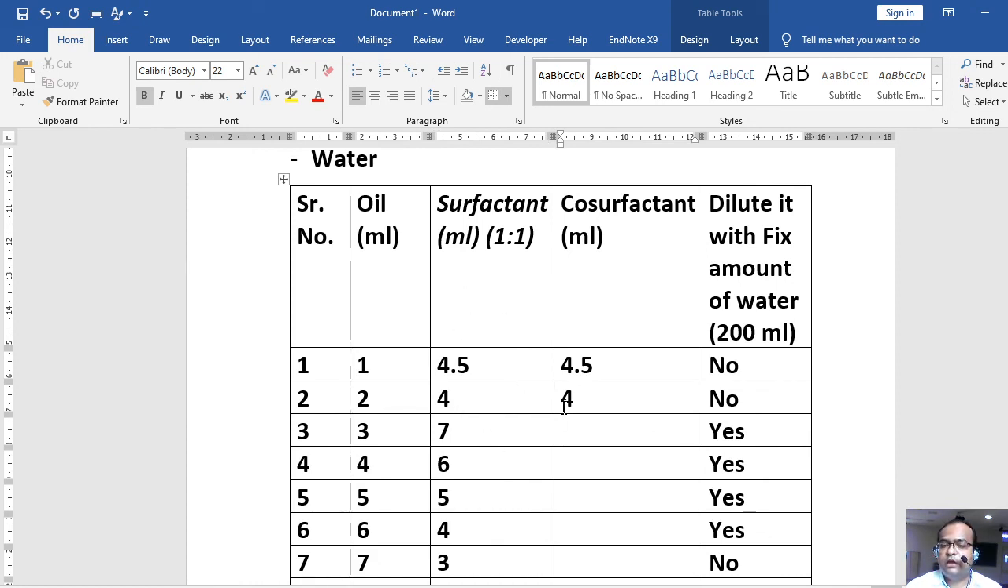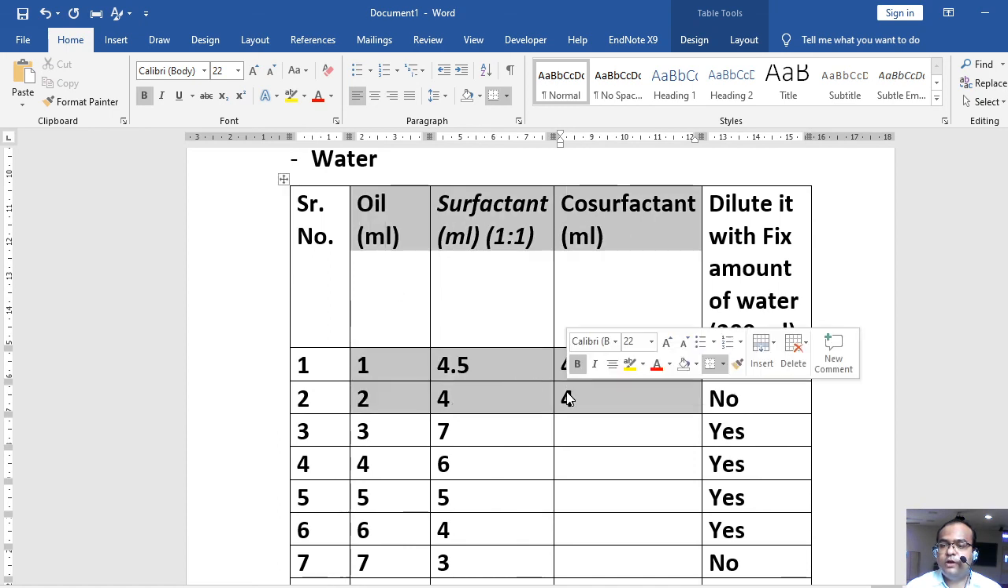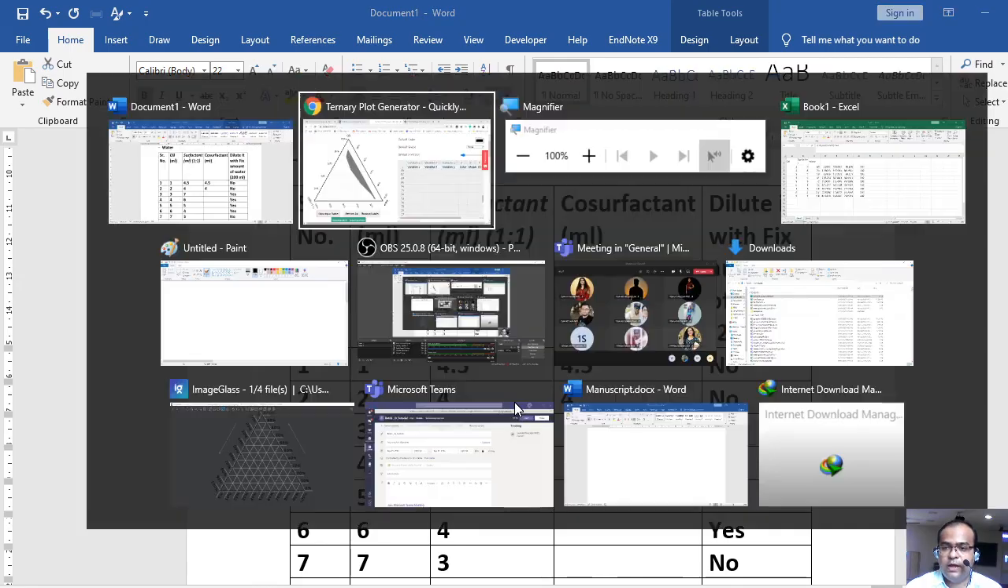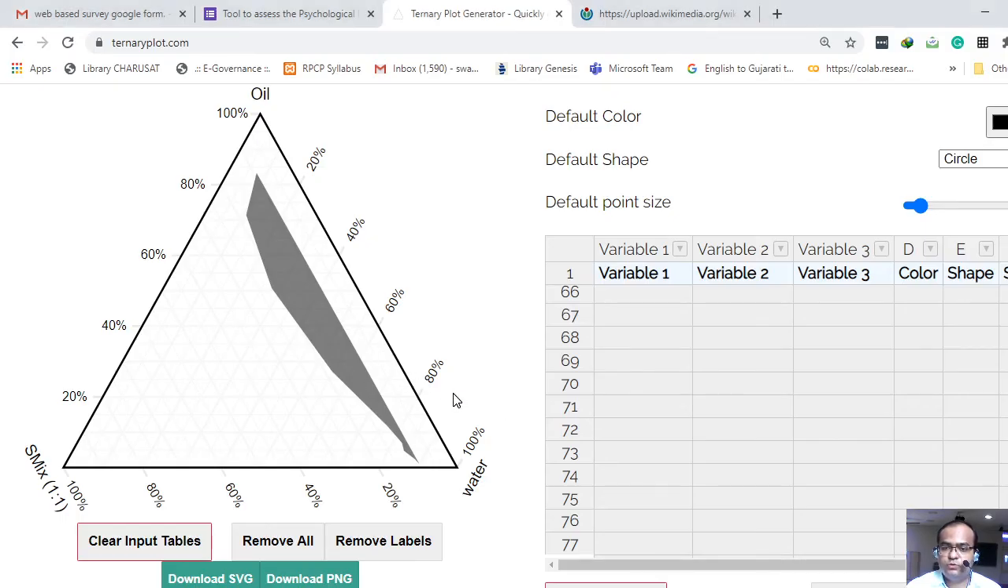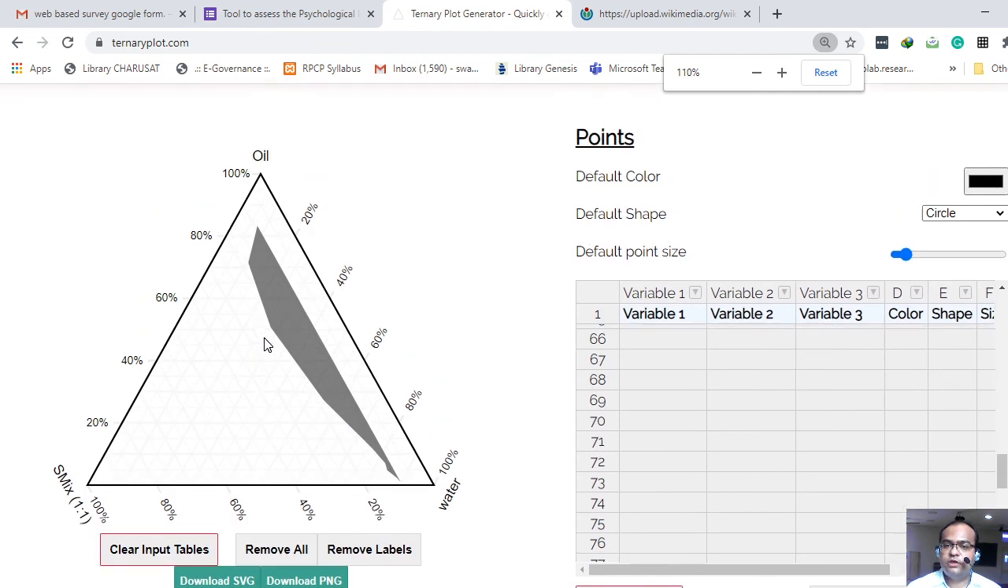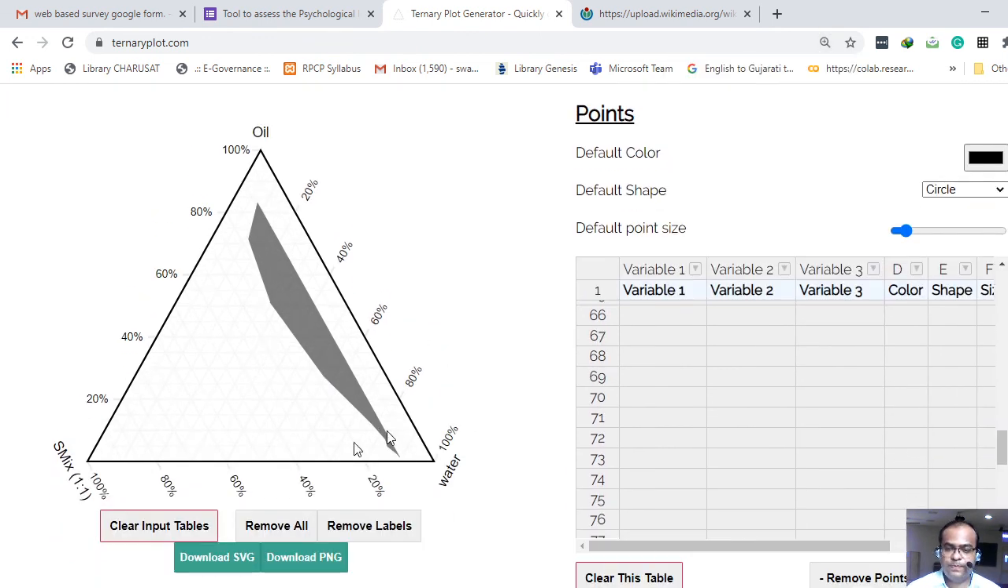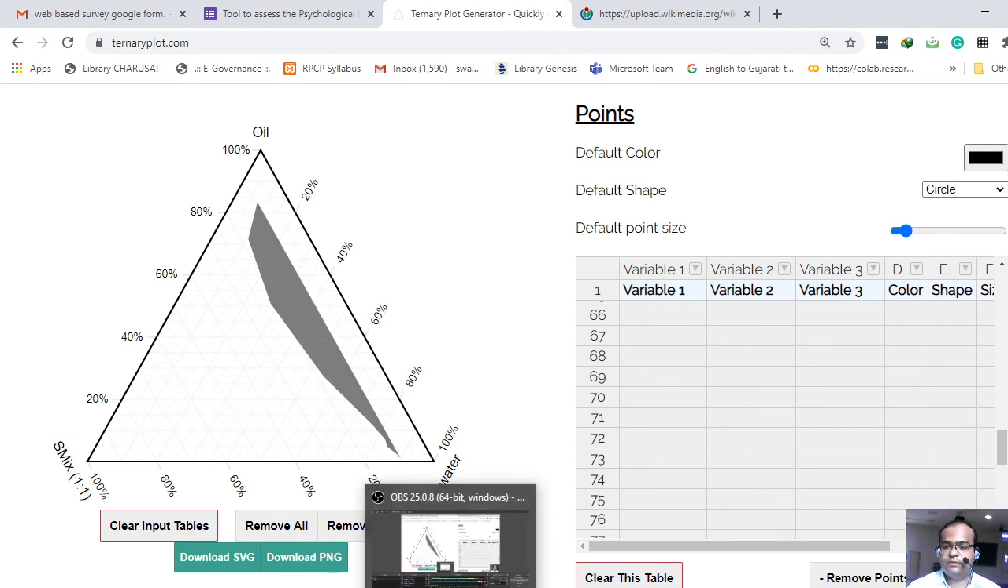So this is how you can calculate the proportion of each of these 3 components, then transform this proportion into percentage, and then again utilize this tool to plot your region. Once you have the region, it means if you select any point within this region, it will be a self emulsifying or self microemulsifying formulation, right? So this is how generally we work with the preparation of microemulsion or self microemulsifying systems. Okay.